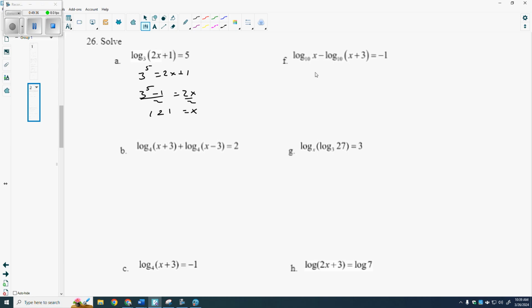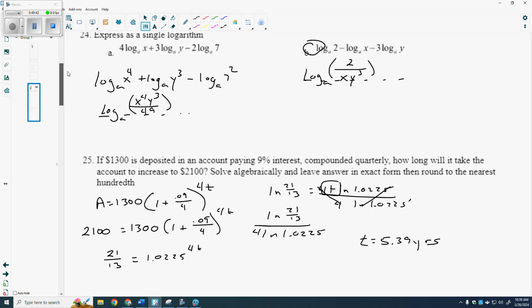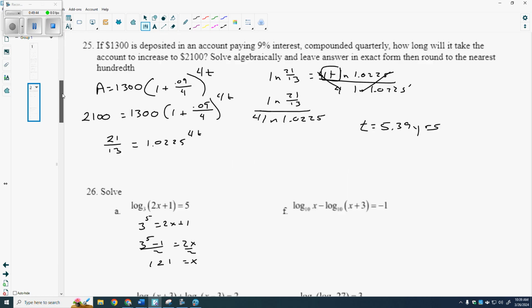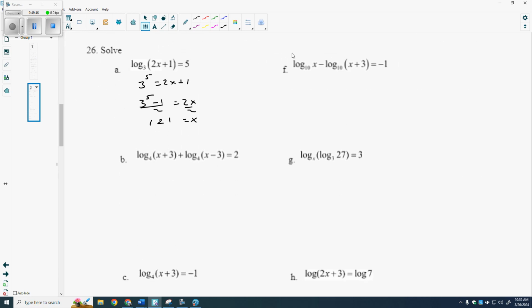Okay, now I have 2 logs. Use your log properties. We just did some up here, right? We just condensed them right there. Write each expression as a single logarithm. Write this expression as a single logarithm. It is division, so it's going to be the top over the bottom.